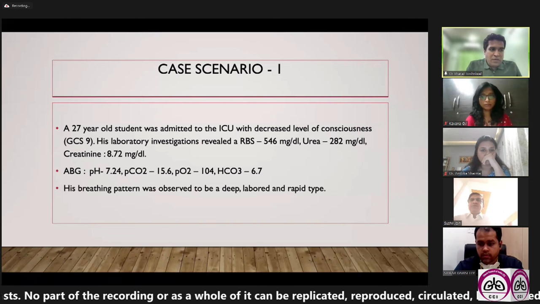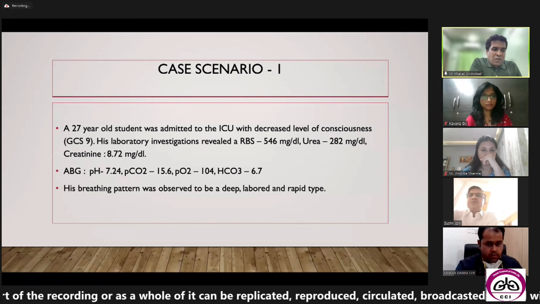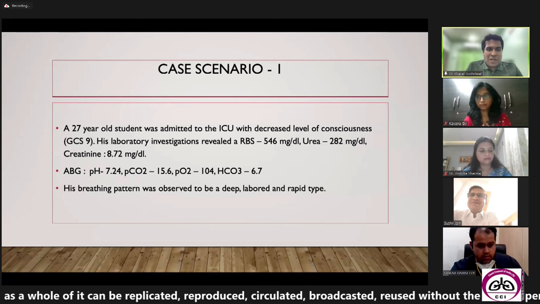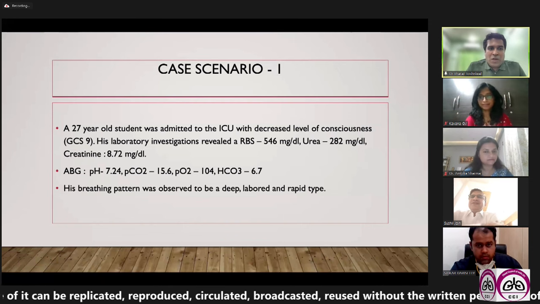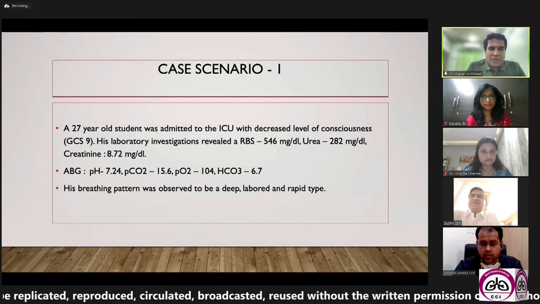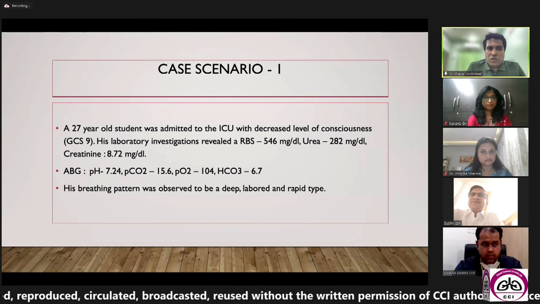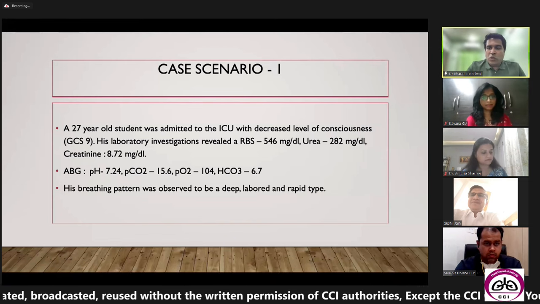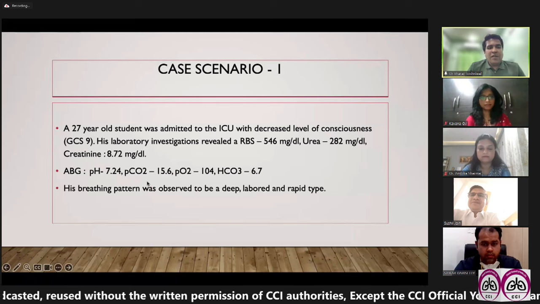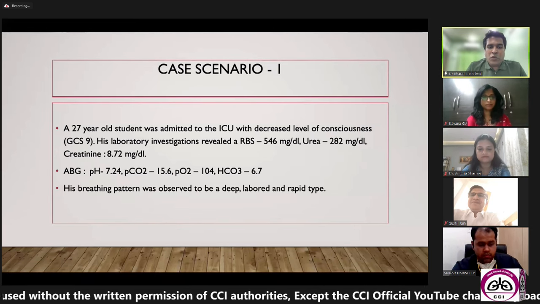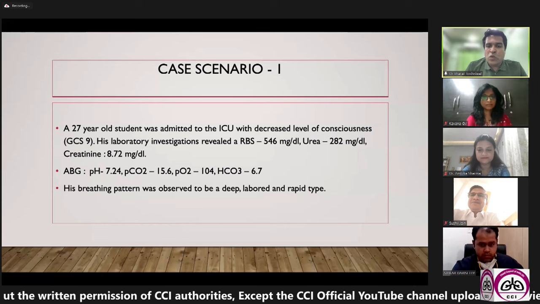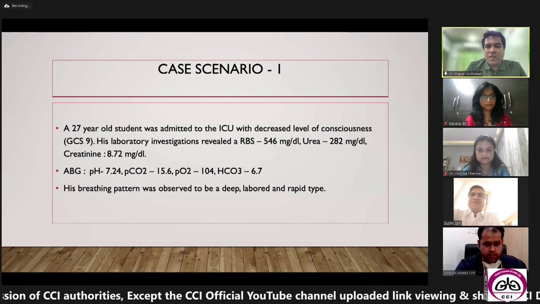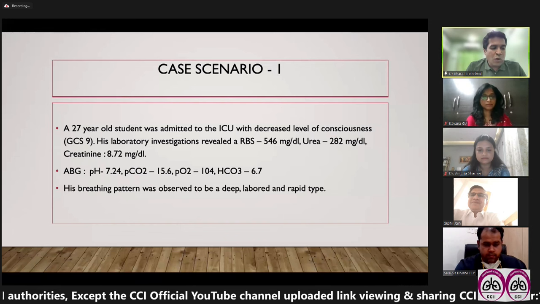The first case, I will ask the most senior panelist of us to answer. Case scenario one: a 27-year-old student was admitted to the ICU with decreased level of consciousness, GCS 9. His lab investigations show a very high sugar, urea of 282, high creatinine. The ABG shows pH 7.24, PCO2 15.6, PO2 104, bicarbonate 6.7. His breathing pattern was observed to be deep, labored, and rapid. Sir, what are we dealing with here?